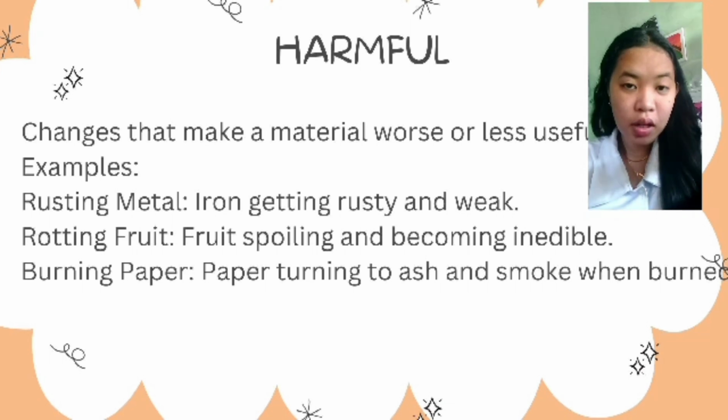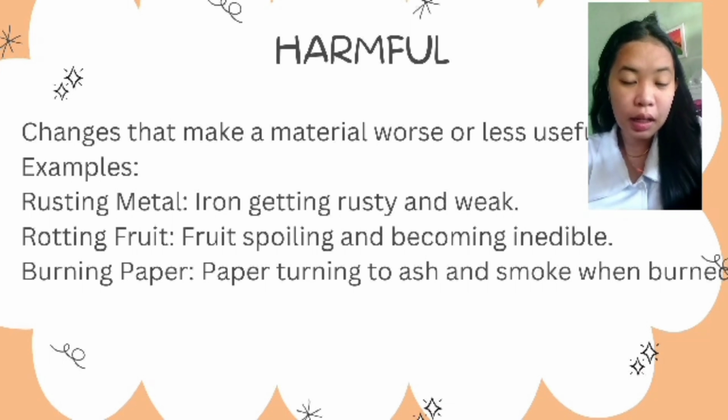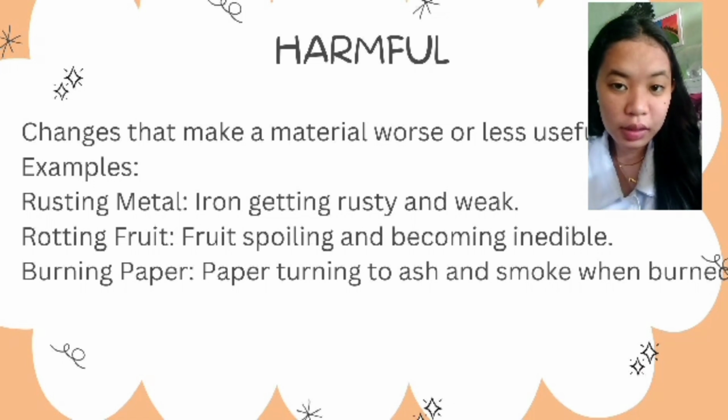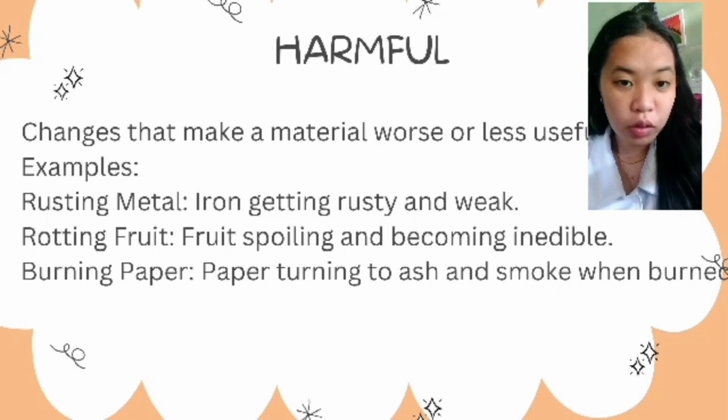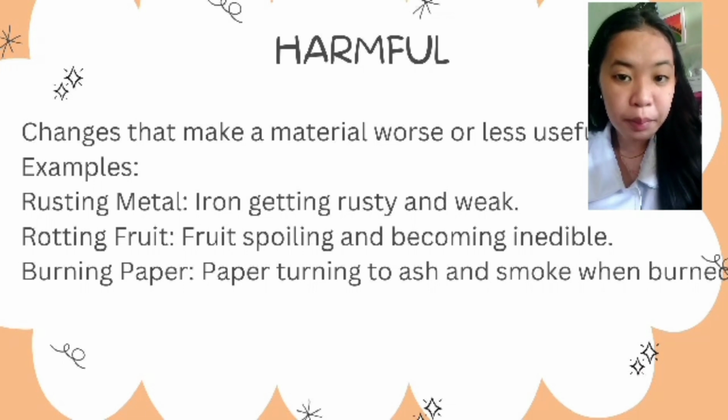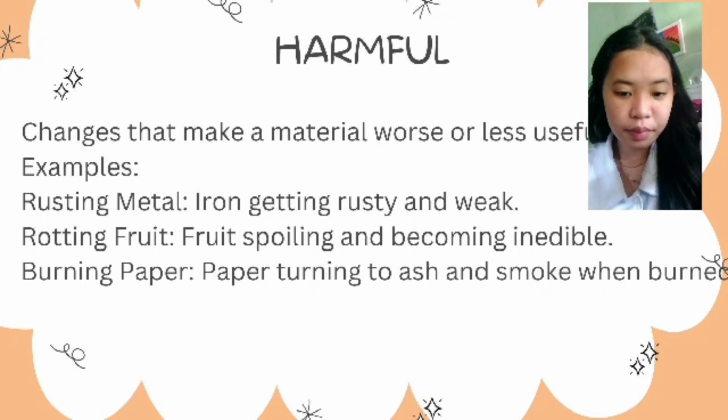Harmful changes. Changes that make a material worse or less useful. Example, rusting metal. Iron getting rusty and weak. Rotting fruit. Fruit spoiling and becoming inedible. Burning paper. Paper turning to ash and smoke when burned.